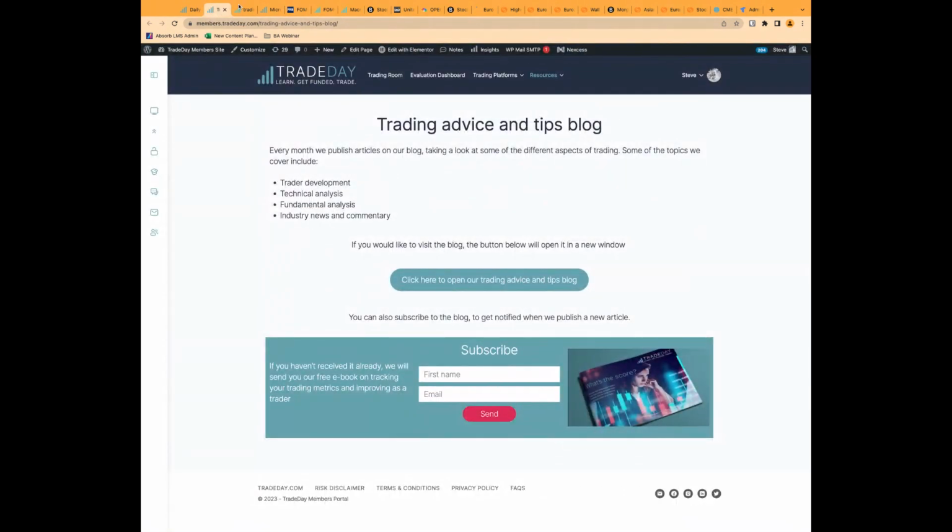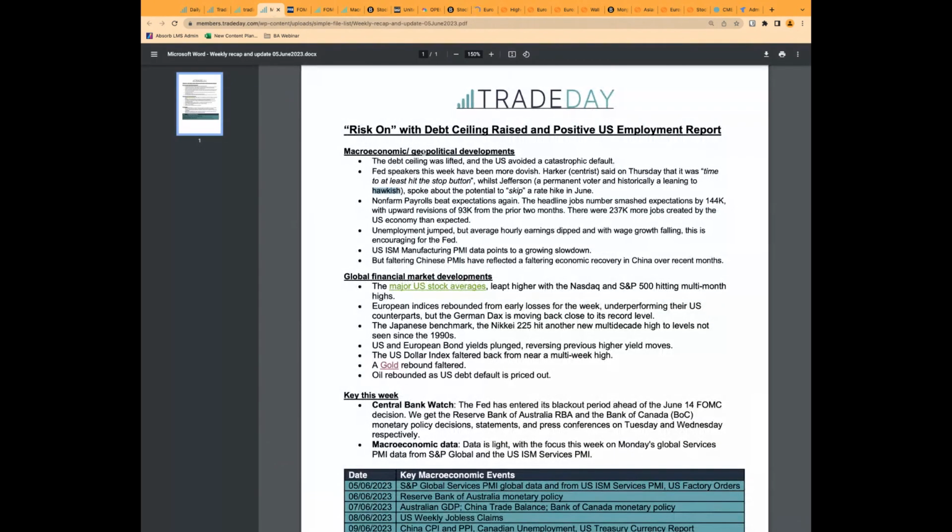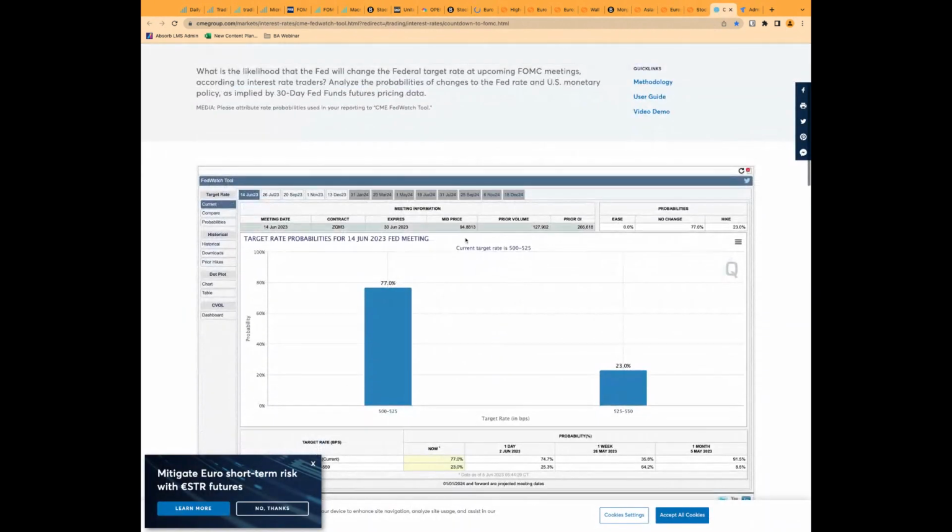And what did they say last week? We'll jump in, skipping around a little bit in here, but I'll get there in a second. So they were both, if anything, slightly dovish. Harker: time to at least hit the stop button regarding the June meeting on June the 14th. And Jefferson, more of a hawk, spoke of the potential to skip a rate hike in June. So certainly a slightly more dovish tone coming through there, and that was definitely reflected in the CME tool in here.